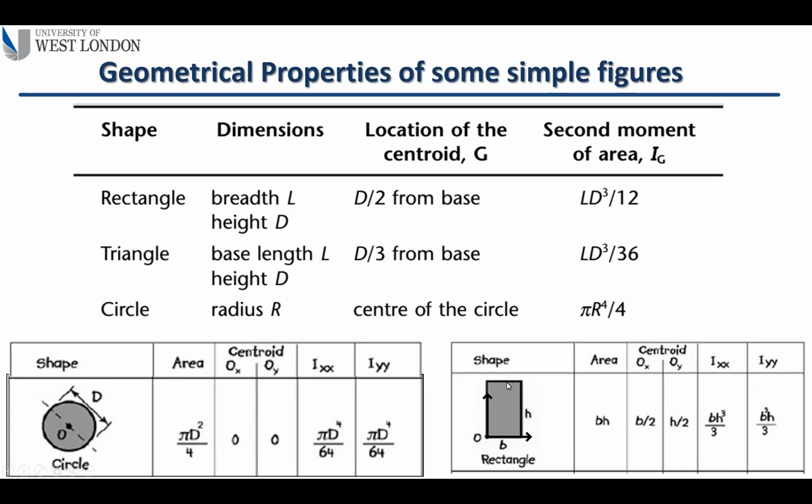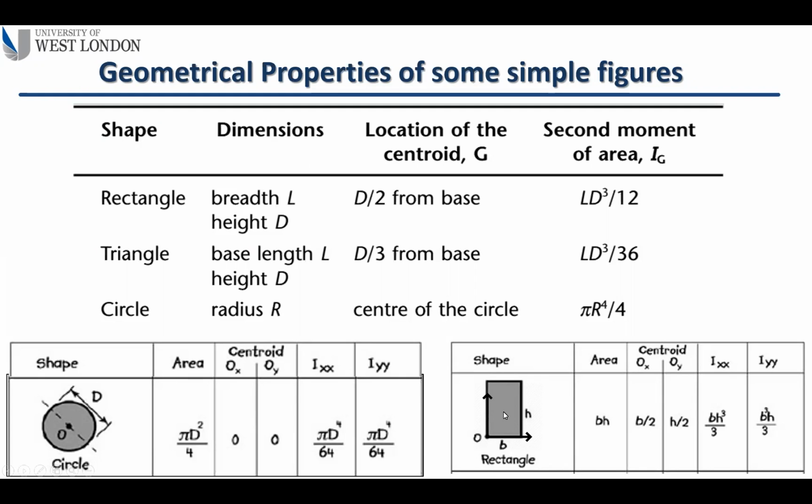Or in a figure like this one, you can see, assuming that X is the horizontal axis at the bottom and Y is the vertical axis at the left-hand side of the rectangle. So the IXX, the second moment of area, can be calculated as BH cubed over 3, and IYY, the second moment of area about the Y-axis, can be calculated as B cubed H over 3. Just bear in mind the origin of the axis is at the corner of the rectangle. This is not the case for many rectangles or many other shapes.